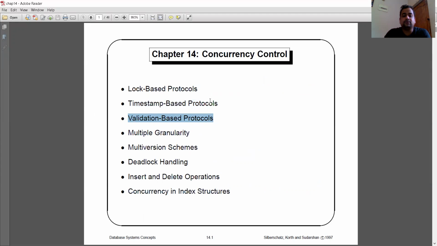Within the lock-based protocols, we have already discussed two-phase locking. Then in the timestamp-based protocols, we covered the graph-based protocol, tree protocols, normal timestamp ordering, and the Thomas write rule. Then, finally, we covered the validation protocol.